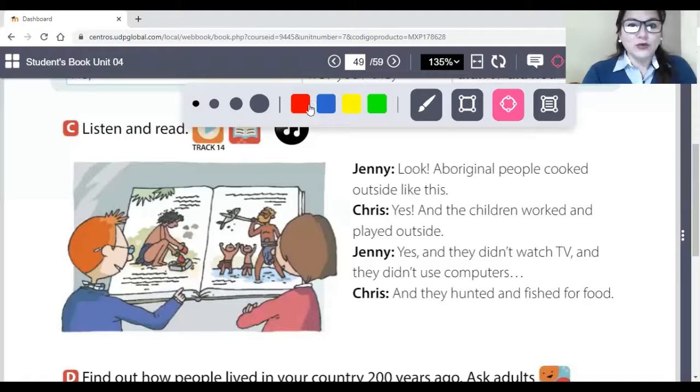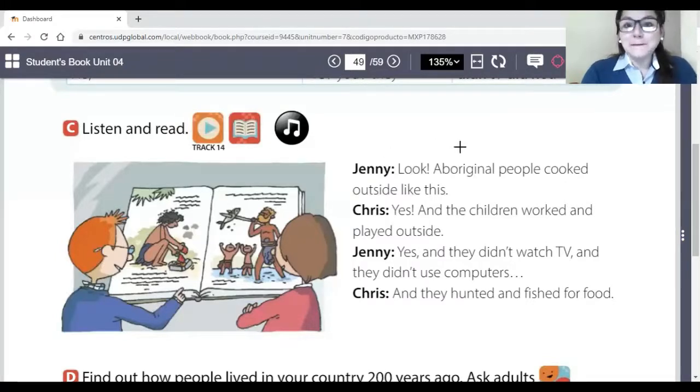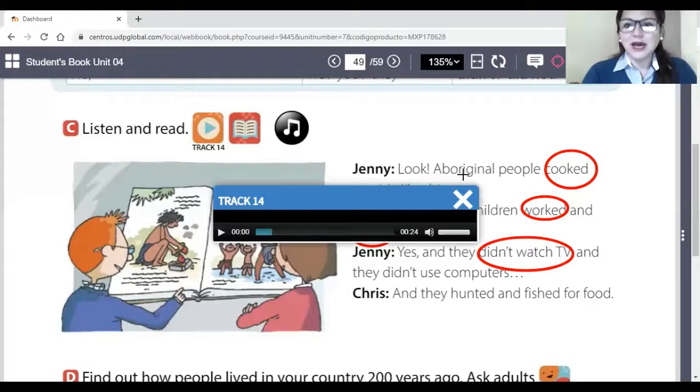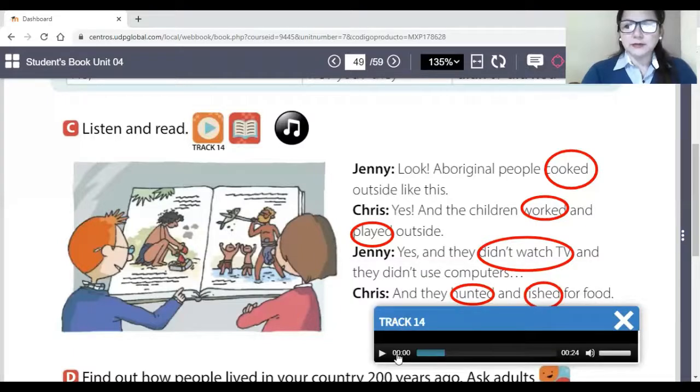Please take your red color and help me to find the verbs in past tense. For example, cooked. For example, worked, played, didn't watch TV, right? We have the audio here, and hunted and fished for food. Okay, listen, just listen, okay? We're going to listen right now.